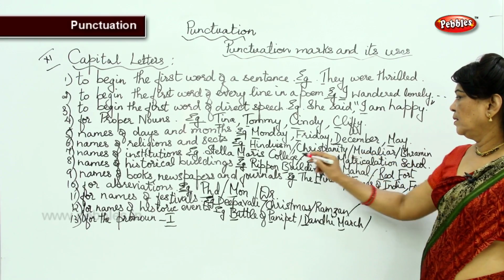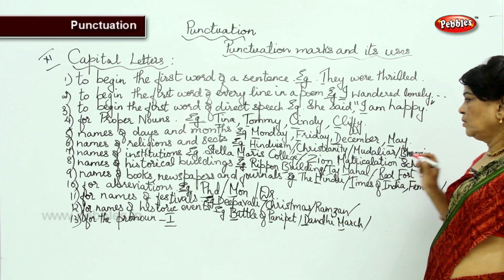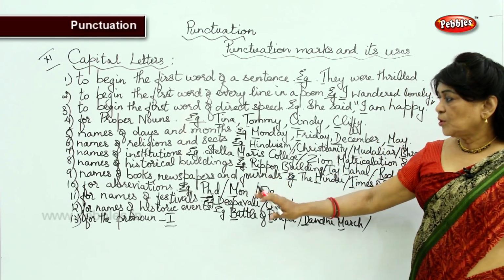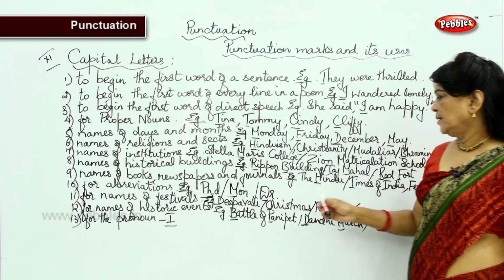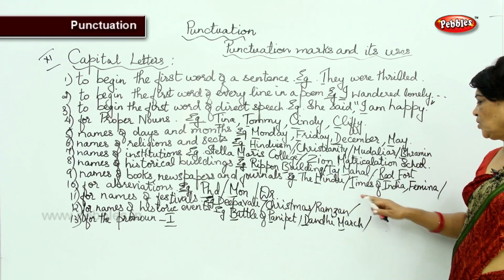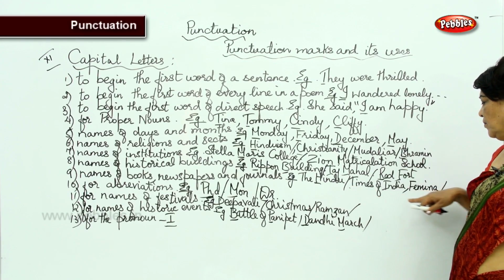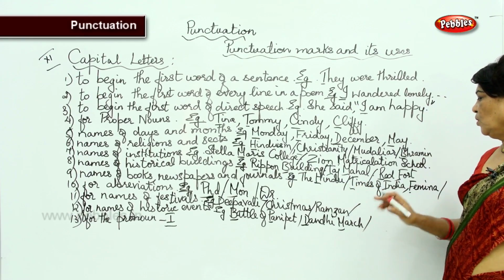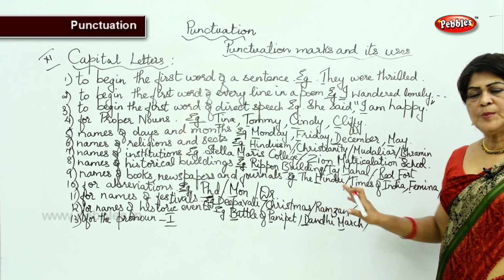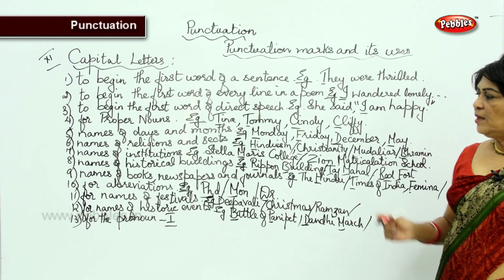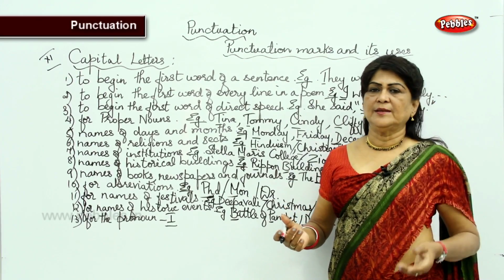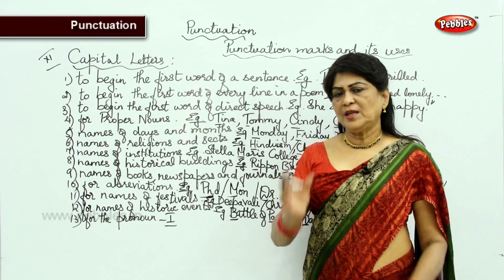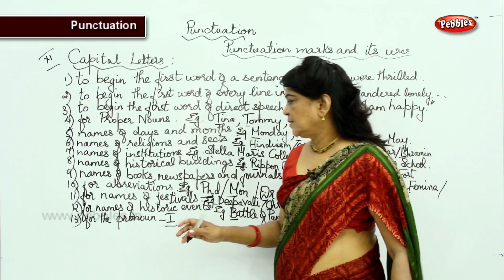So you have understood so far. Next, names of books and newspapers and journals. The Hindu, Times of India, Femina. So all these are newspapers and journals. Even books, any book you read, in case you read a Harry Potter book or anything, everything will be in capital letters.